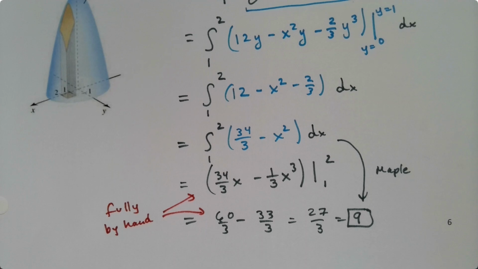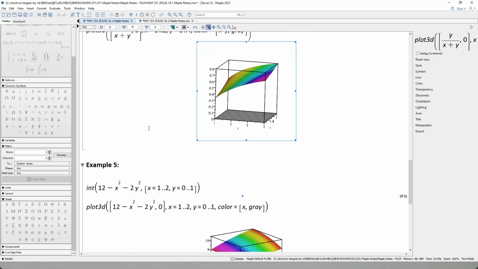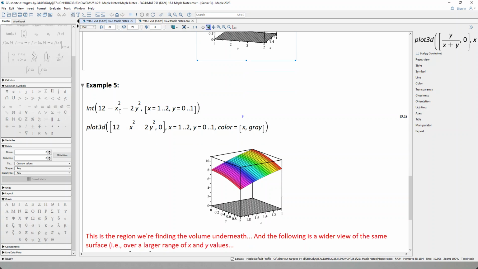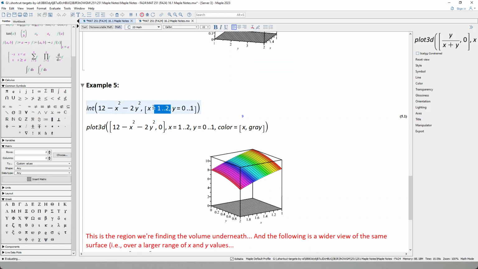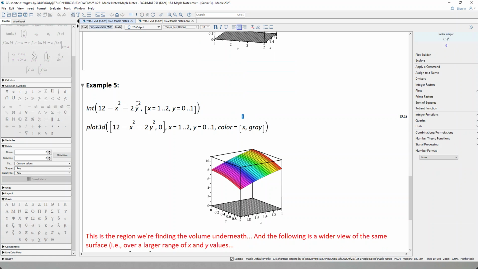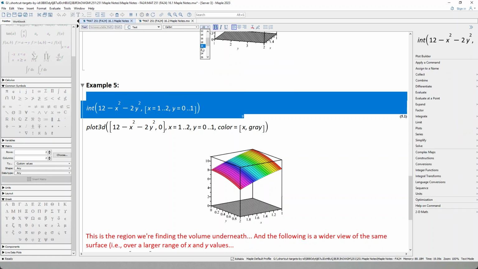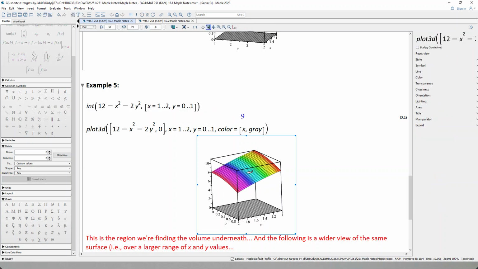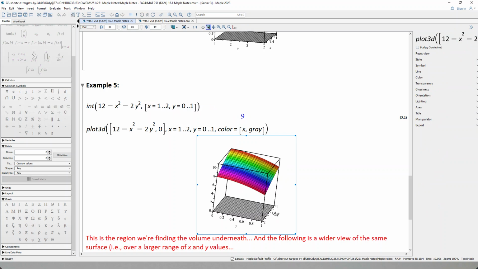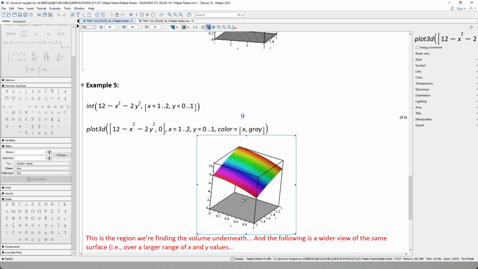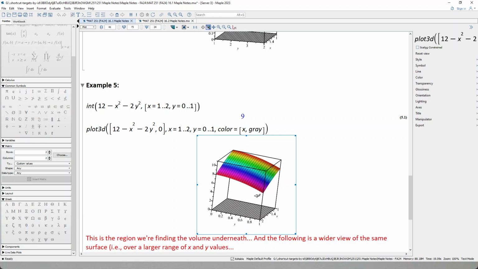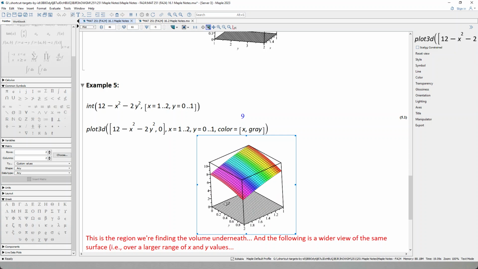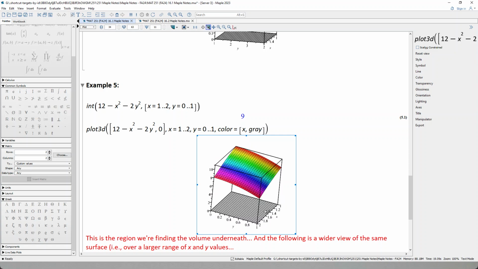Let me show you the Maple real quick. All right, so there we have it. We integrated it from x equals 1 to 2 and y equals 0 to 1, and sure enough we get 9. There's the answer right there. And you can see it's this surface. I know these all look like squares, by the way. They're not squares. What's happening is that the scaling is not constrained in Maple, so it's making all the rectangles look like squares. But nevertheless, that's a rectangle down there because the x and the y scales are not the same.